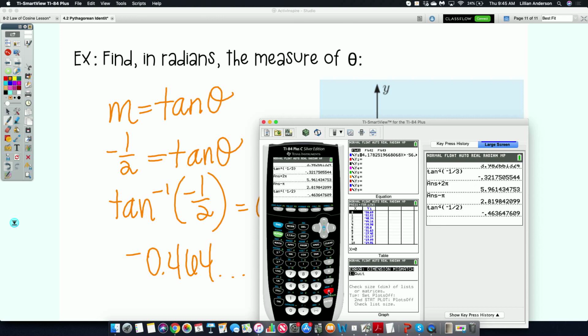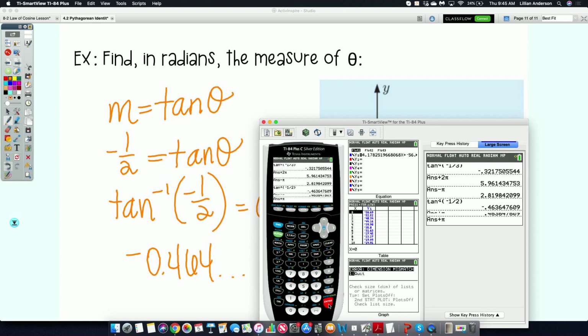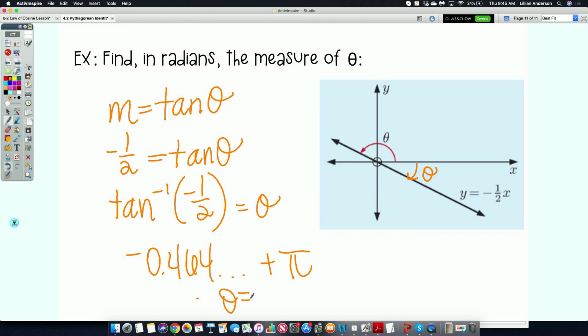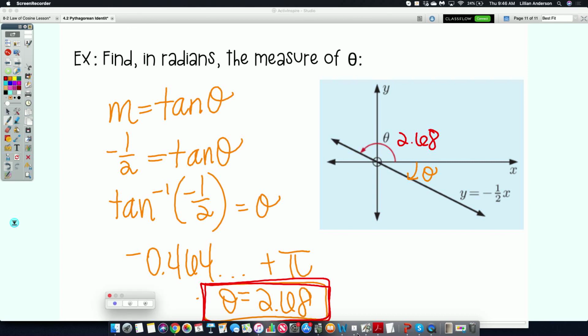So add pi, and what do you get? 2.67. Should be 2.68. So our angle is 2.68 radians. That is what the red theta angle is. Questions on finding the gradients or the equation of the line based off this angle?